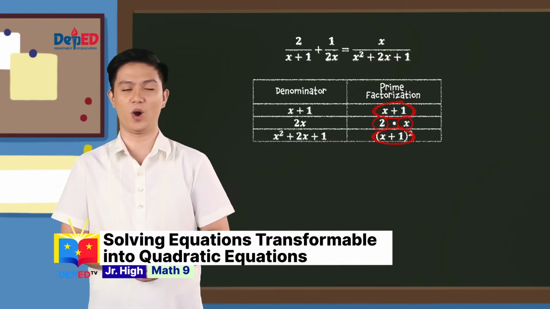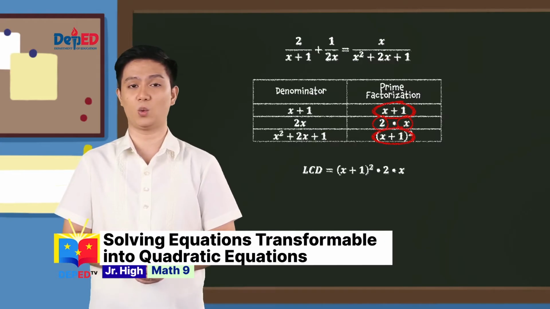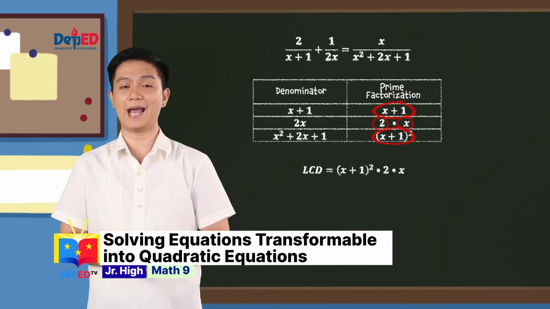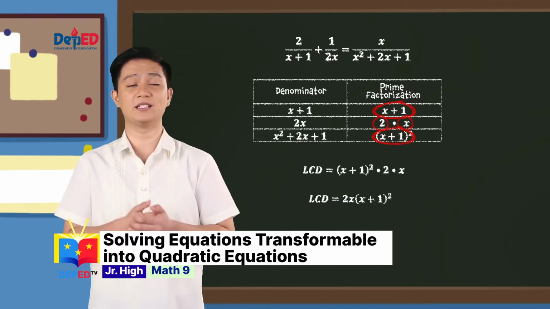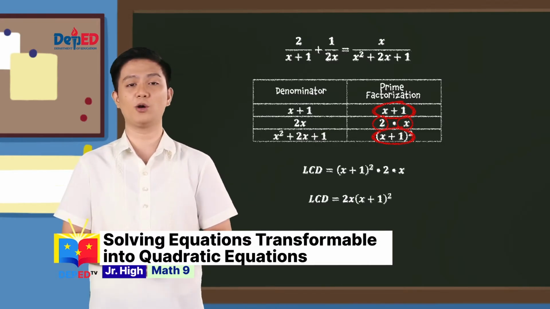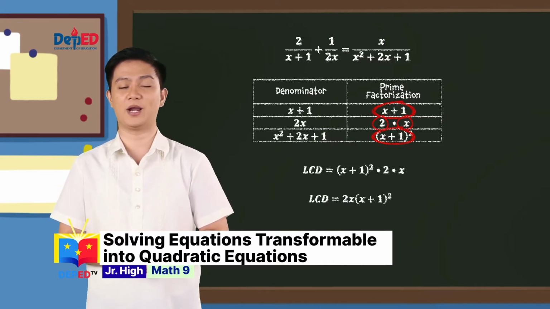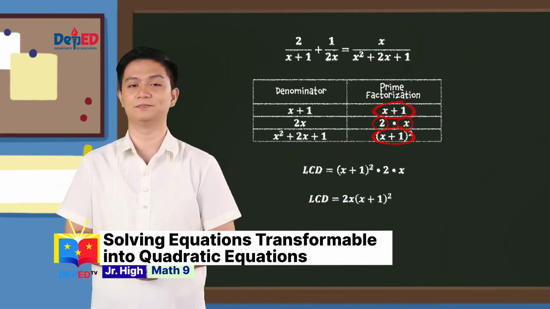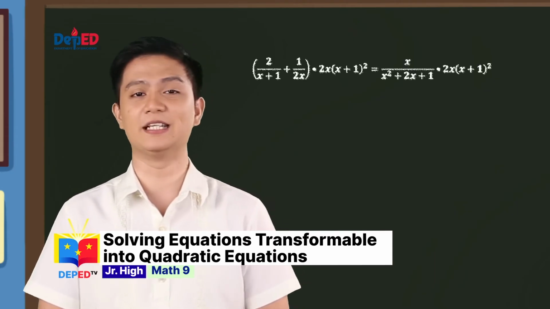It is also 1. So the LCD must be equal to the product of the quantity x plus 1 raised to the second power, 2 raised to 1 or simply 2, and x raised to 1 or simply x. The LCD may just be expressed in factored form, so it'll be easier to multiply by it later. Hence, the LCD of the expressions can be expressed as 2x multiplied by the square of the binomial x plus 1. Step 2, multiply both sides of the equation by the LCD.